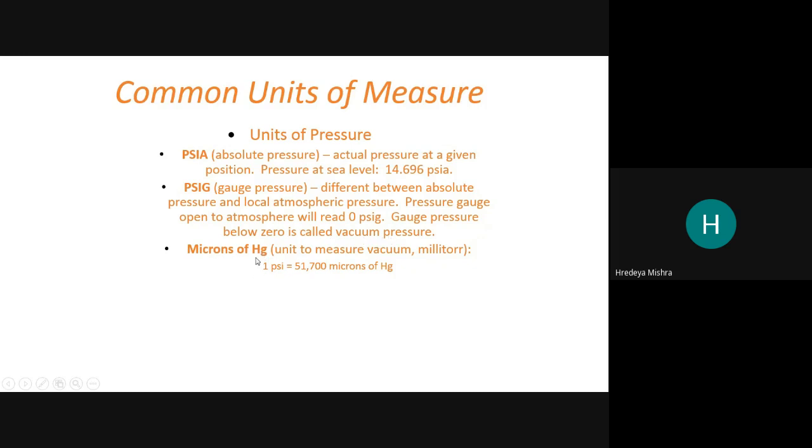Micron of Hg. What is Hg? Anyone can tell what is Hg here? What is the meaning of Hg? The meaning of Hg is mercury. Okay, so this is mercury. 1 psi is equal to 51,700 microns of mercury, Hg.